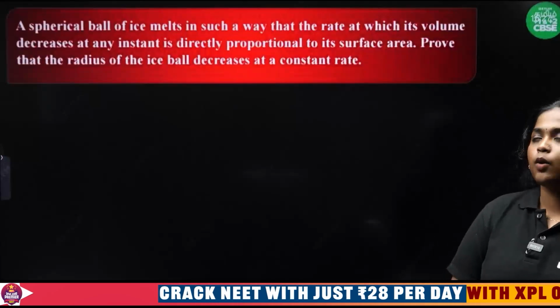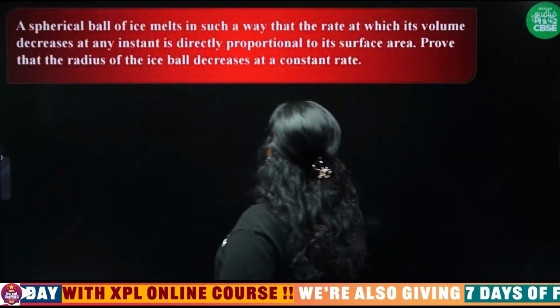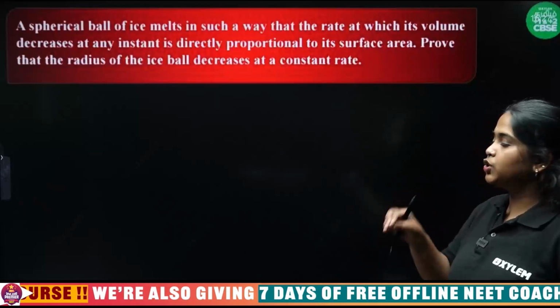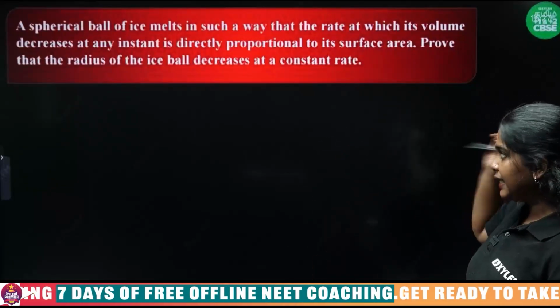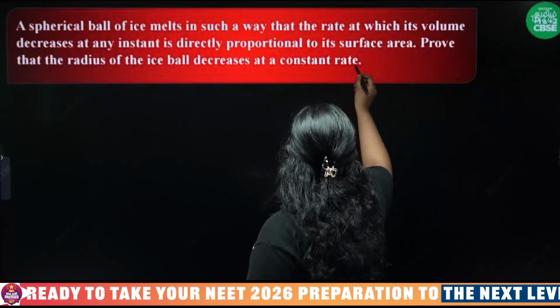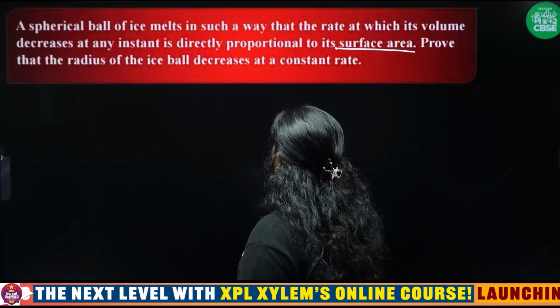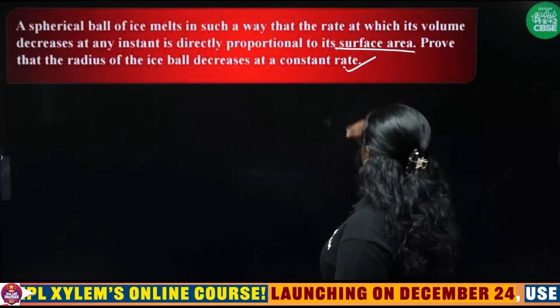The question is, a spherical ball of ice melts in such a way that the rate at which its volume decreases at any instant is directly proportional to its surface area. Prove that the radius of the ice ball decreases at a constant rate.